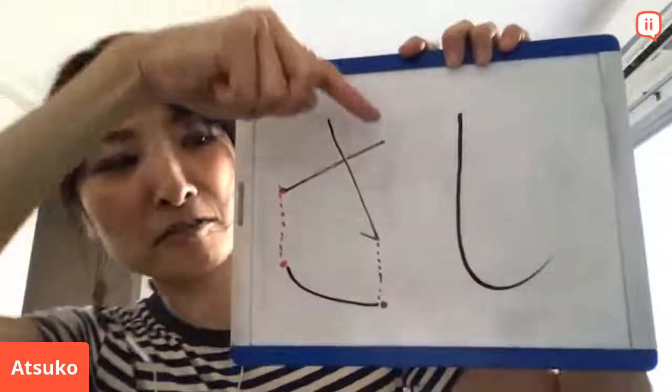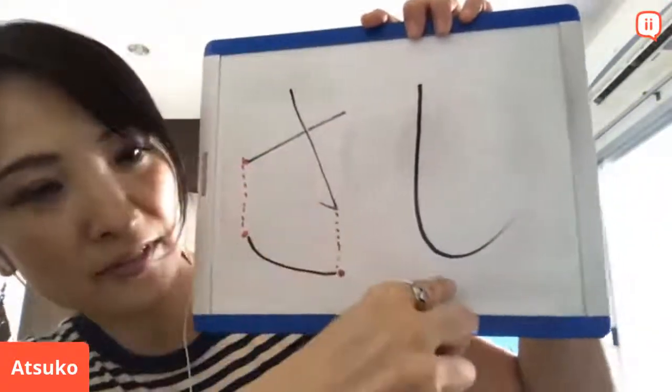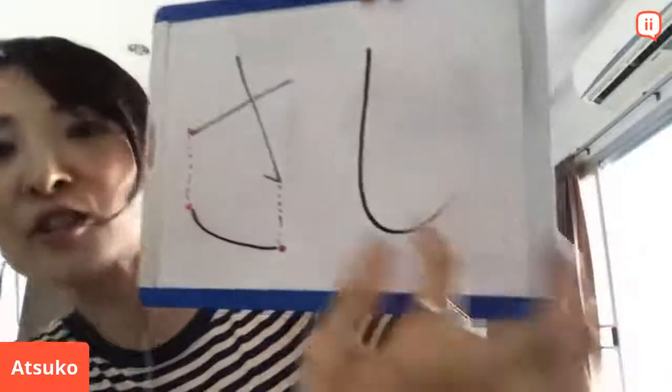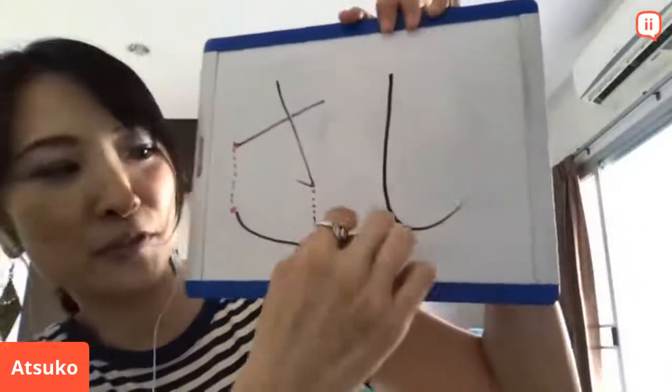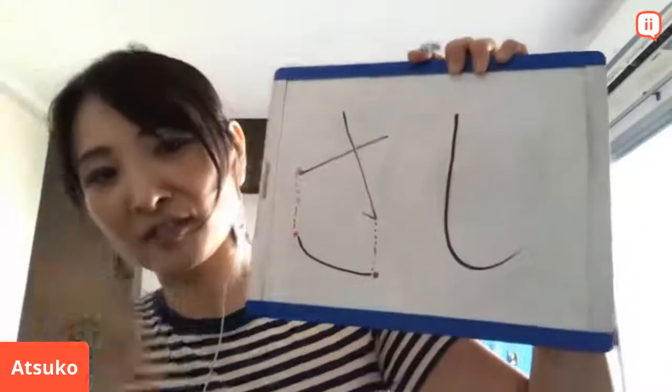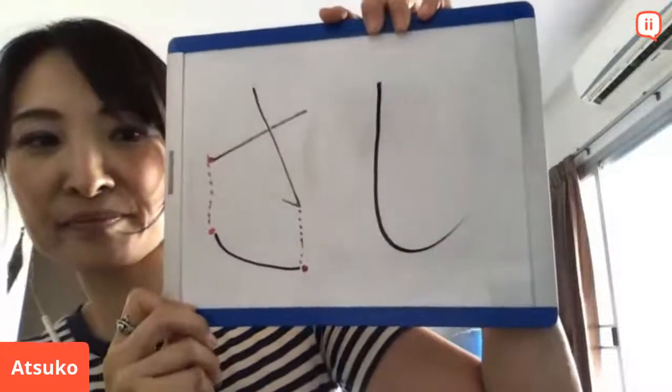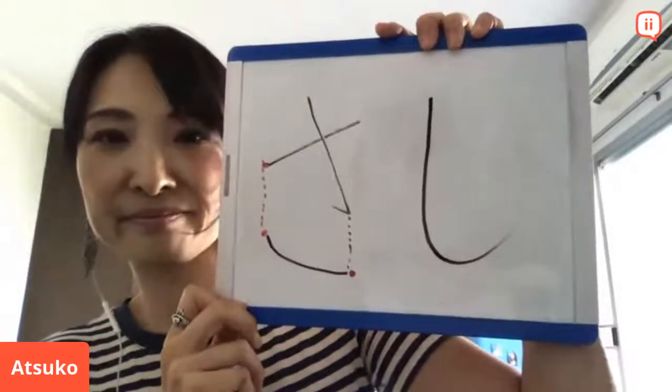Right, the next one, し is very easy. Go straight down and curve. And go up. Non-stop ですよ、non-stop. シュッ Non-stop です。It's not so difficult.